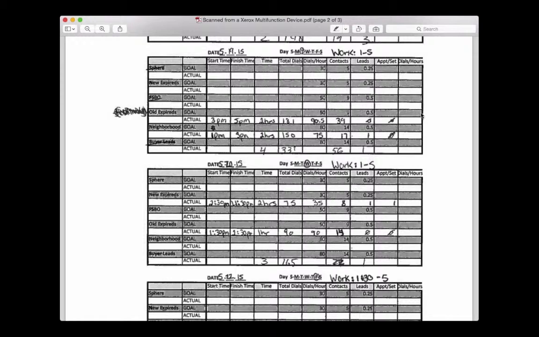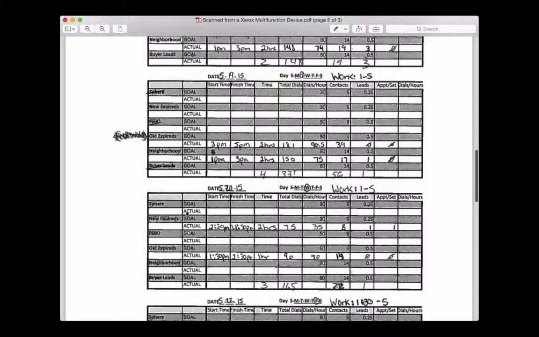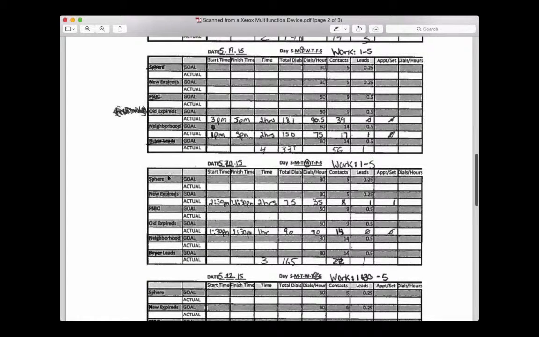So what you see here is the results from one of the ISAs that I work with, which is an inside sales associate or a telemarketer. On this sheet, as you're familiar with it, up here is sphere. And the goal, assuming with the sphere of influence you're doing single line dialing, is dialing one line at a time.